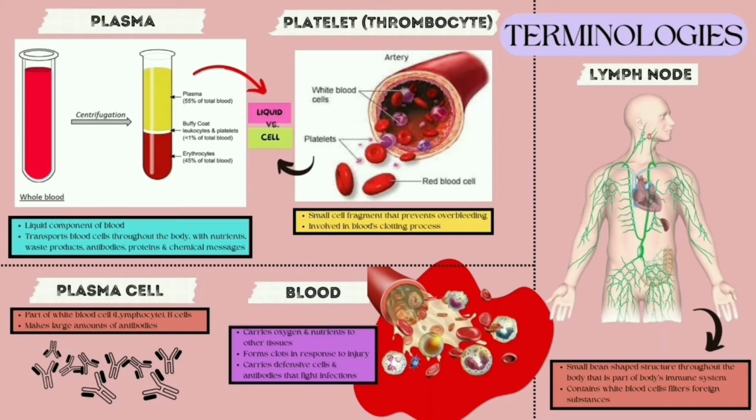The next word is blood, which is a liquid connective tissue that contains cellular elements. Blood carries oxygen and nutrients to other tissues. They form clots in response to injury and carry defensive cells and antibodies that fight infection. The next word we have is lymph node, which is a small bean-shaped structure throughout the body. It's part of the body's immune system that contains white blood cells or lymphocytes that function to filter foreign substances through lymphatic fluid, and it helps the body fight infections and diseases as well.